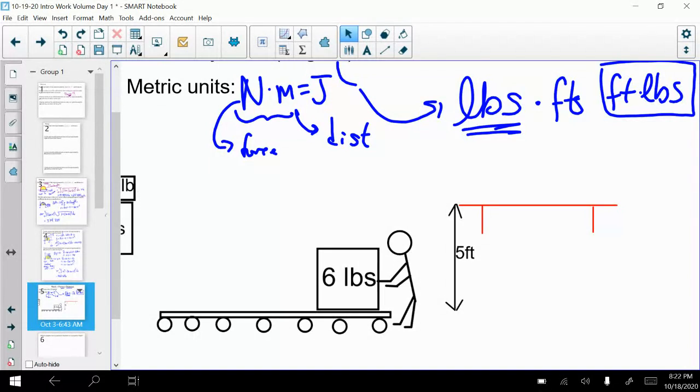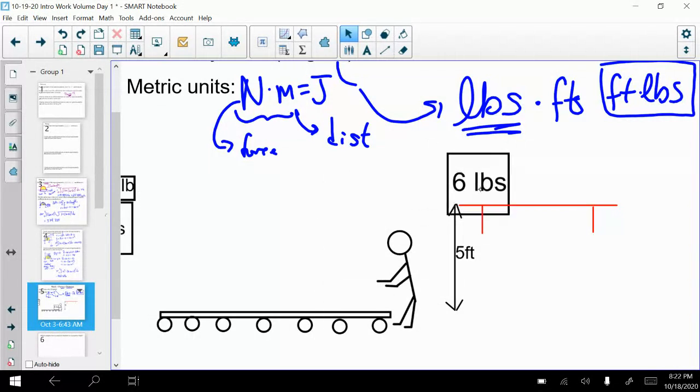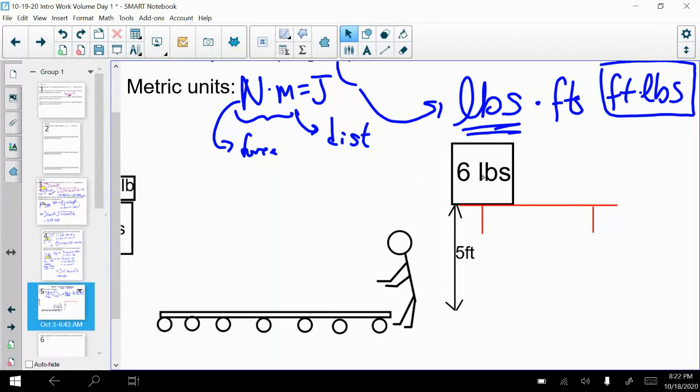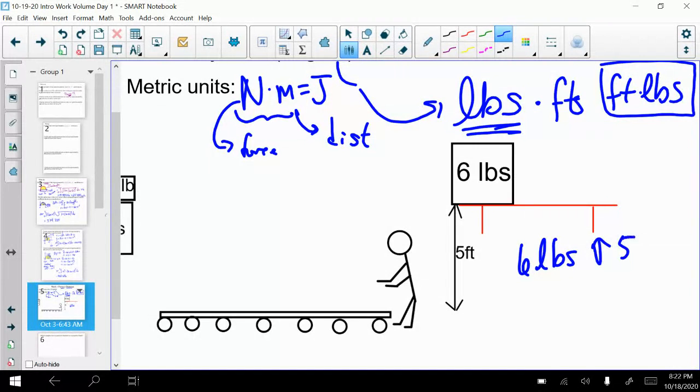His work is only moving the 6 pounds in a vertical direction. So only this vertical part is work. Physics is just funny like that. I don't have a good reason why. So if he had to move this 6-pound box up 5 feet, then he moved 6 times 5, or he did 30 foot-pounds of work.